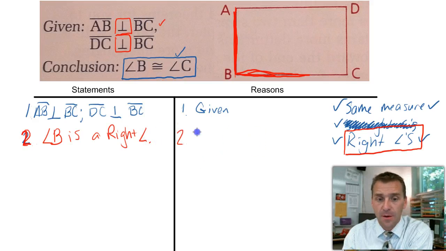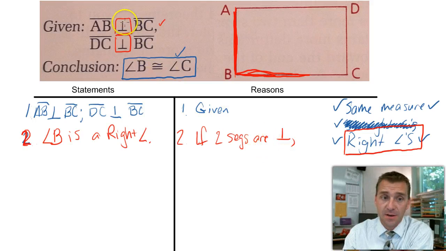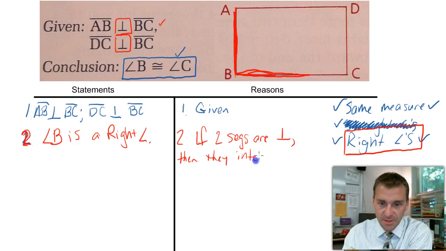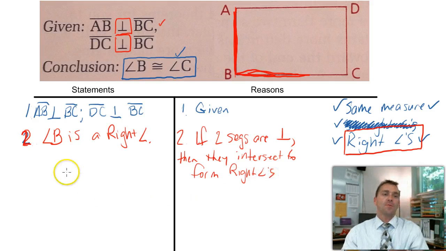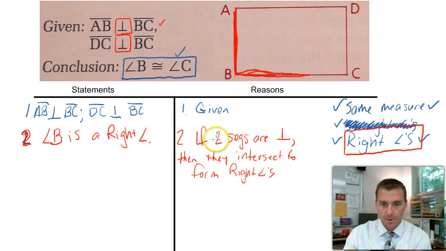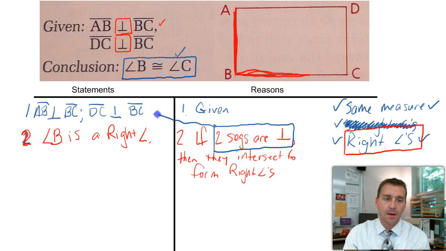Well, here comes my definition. If two segments are perpendicular, and I know that that's the case because it's given to me to be perpendicular. If two segments are perpendicular, then they, meaning the two segments, intersect to form right angles. Now, remember we talked about this in class. Ready? This piece right here must connect to something previously stated to be true in my proof. And by golly, I have it right here. That's the connection.